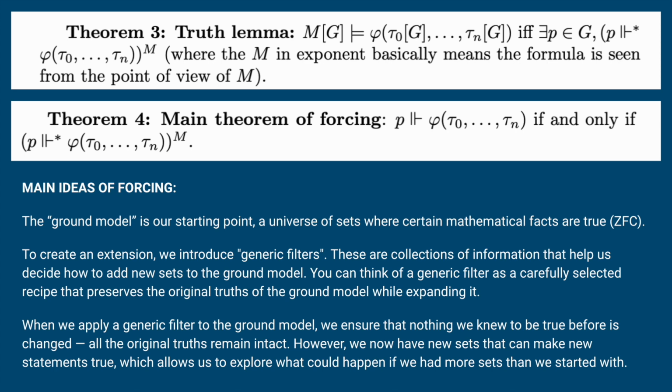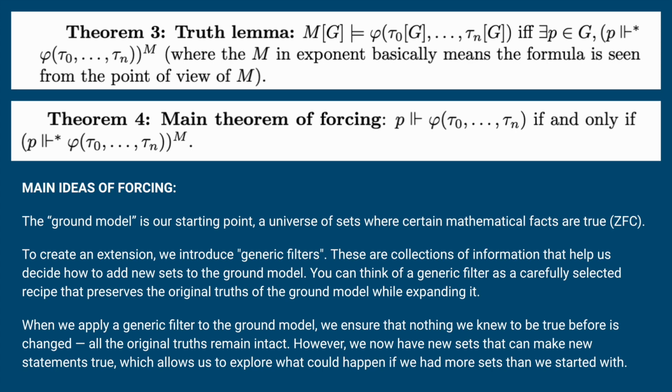So finally, our last two theorems, which are important in our proof. First one is the truth lemma, and I'm not gonna delve into the specifics of the notations, but essentially the truth lemma is saying that a statement about the evaluated P-names is true in the forcing model if and only if there is some condition in the generic filter which, according to the ground model, ensures the truth of that statement in the extension.